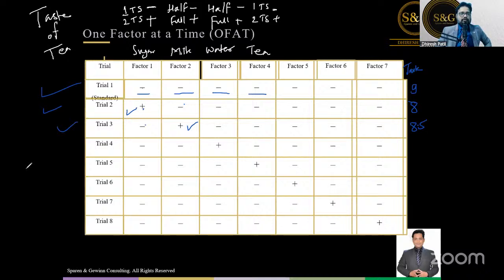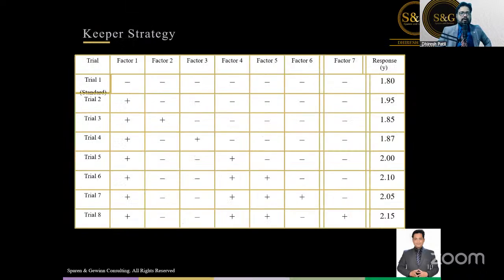Very good, very good. Now, there is a second version of this, and that is called keeper strategy. This is also one factor at a time along with keeper strategy. Okay, it's an advanced version of the one factor at a time, in which the first trial remains same. Look at this. Okay, if the first trial is there, so that will remain same. Then we will take the response. Okay, then we do the second trial, exactly same as it is.